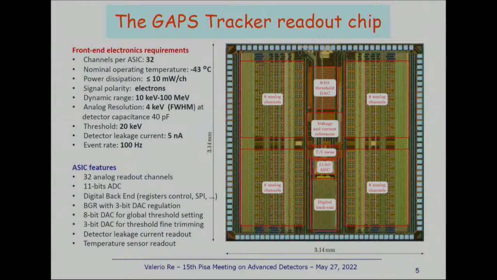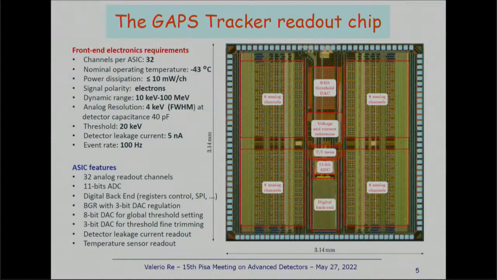Okay, for the readout of this CILI tracker, we have designed and fabricated a readout chip. You see here the layout. It's a chip with an area of about 9 square millimeters. You see here the basic specification. We read out 4 detectors, each with 8 strips, so we have 32 channels.